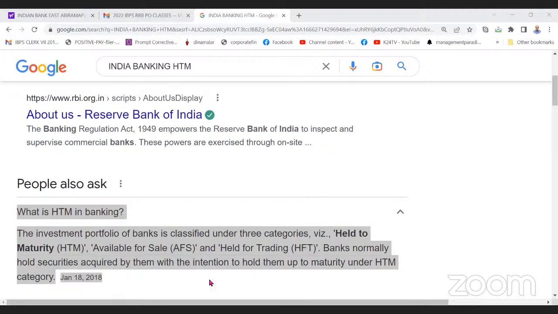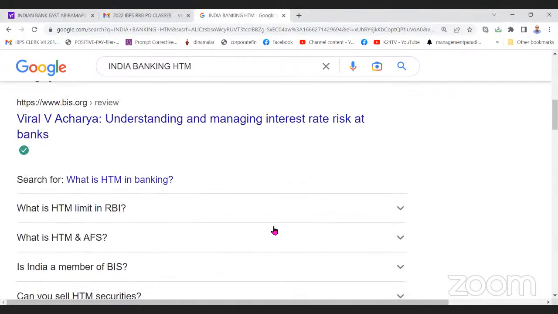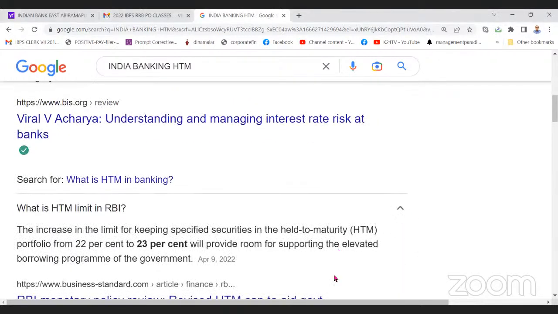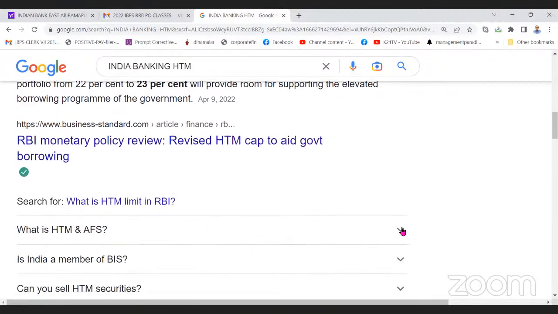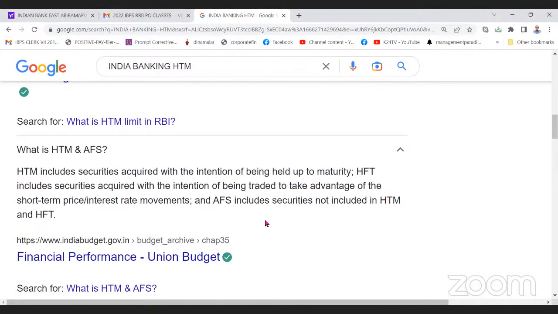Next point is, what is the HTM limit in RBI? The increase in the limit for keeping specified securities in the held to maturity portfolio from 22% to 23% will provide room for supporting the elevated borrowing program of the government. This HTM limit has been raised from 22 to 23%.